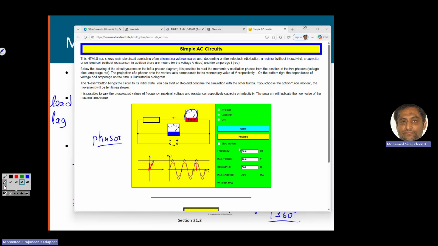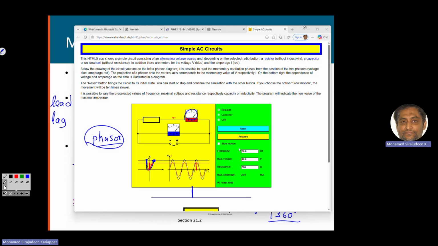Okay. Now, what about the voltage? Voltage is the blue arrow. So the projection of that onto the y-axis gives you the voltage at that particular time. So this arrow representation is called the phasor. We'll come to this again later, so just please remember that. Now you can see they are going together, right? These two dots move together when I start the animation. So they are in phase.